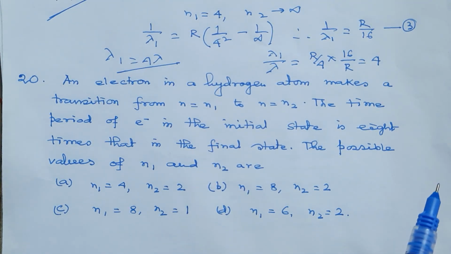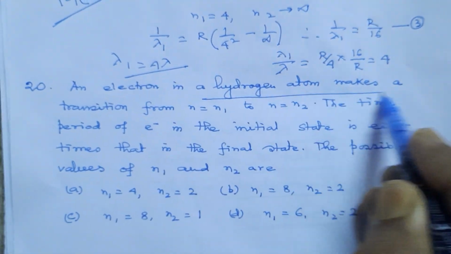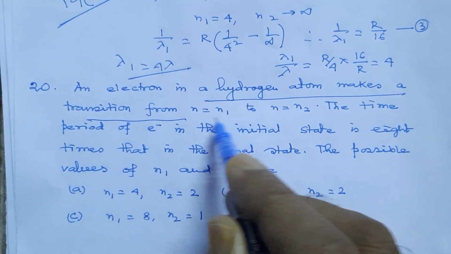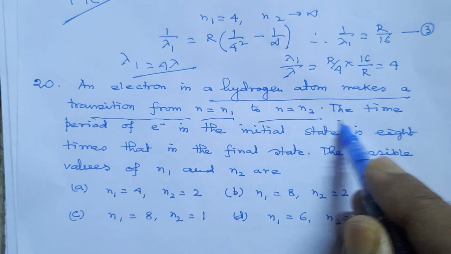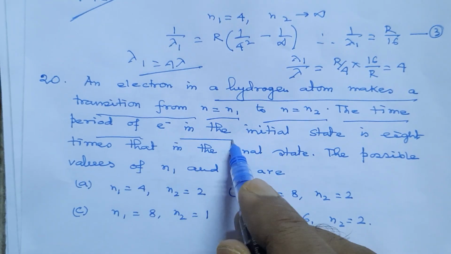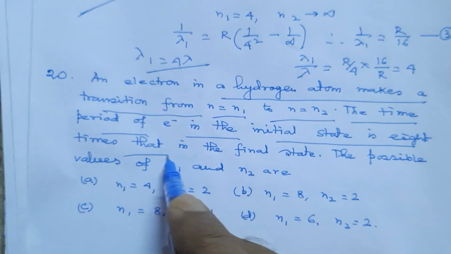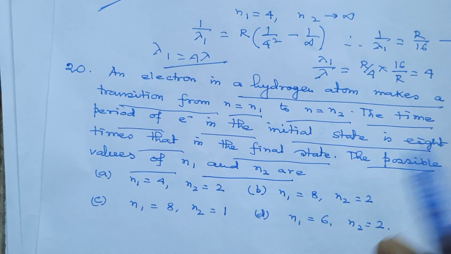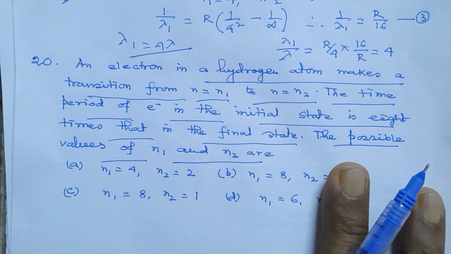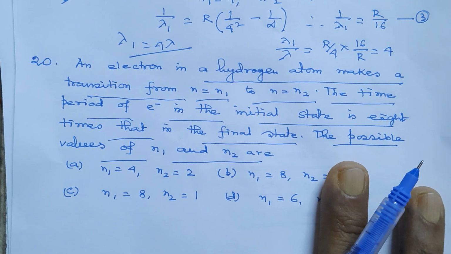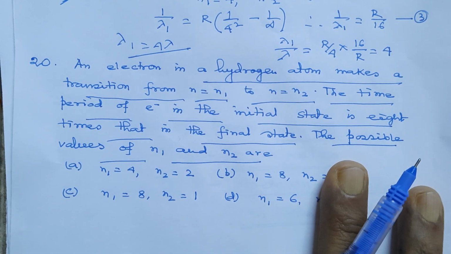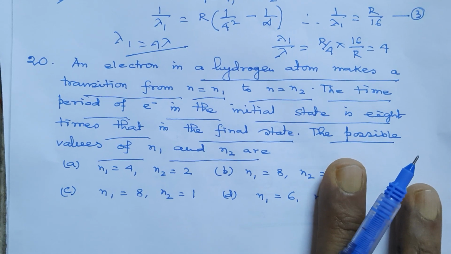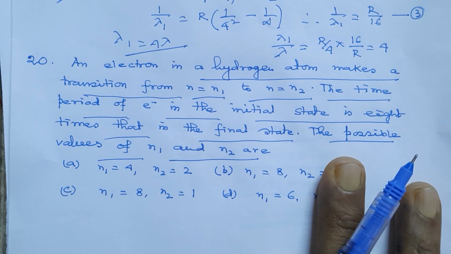It is also a hydrogen atom problem. An electron in a hydrogen atom makes a transition from n equals to n1 to n equals to n2. The time period of electron in the initial state is 8 times that in the final state. The possible values of n1 and n2. Let us first see how the time period depends on the principal quantum number n. That should be our first objective.